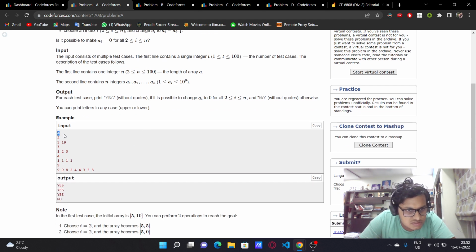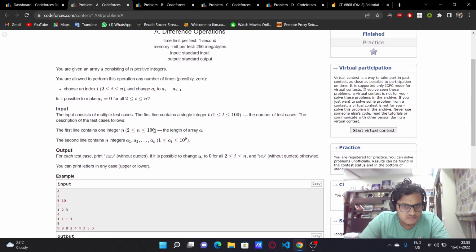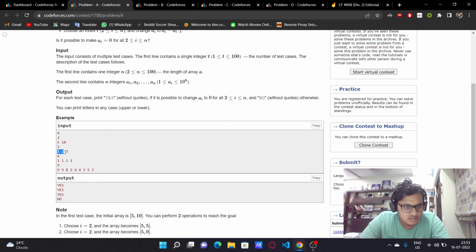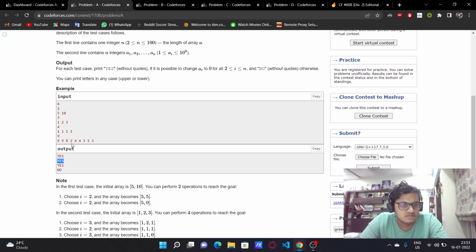So as you can see, first we have 4 sample test cases, and in the first test case, they have given us the array as 5 and 10, so obviously you can subtract 5 twice from 10 to get 0. Then in the next case, they have given us 1, 2, 3. Now if we subtract 1 from 2, we get 1. And now we can subtract 1 3 times from the last element, and that will lead the last element to be 0. And then we'll make this element 0 by subtracting 1 again. So it's possible for the second test case as well.